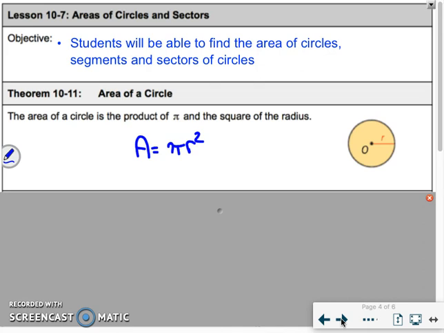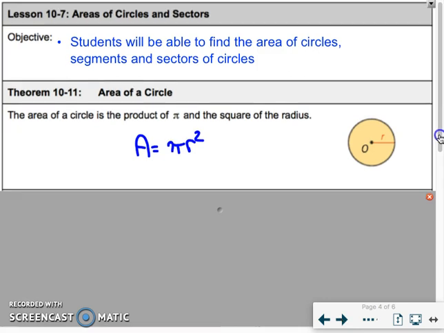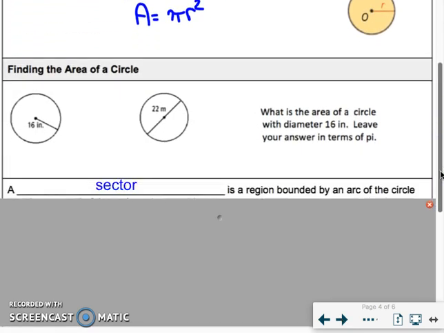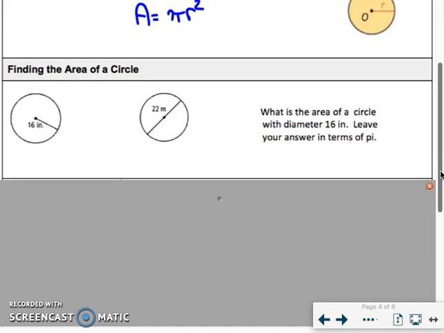Just take note, you cannot put the diameter in there. You have to have the radius. So if they give you a diameter, we need to remember to cut that in half. So just a few warm-up problems with that, then. That's going to be all review.